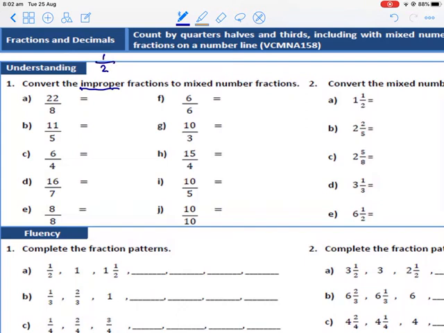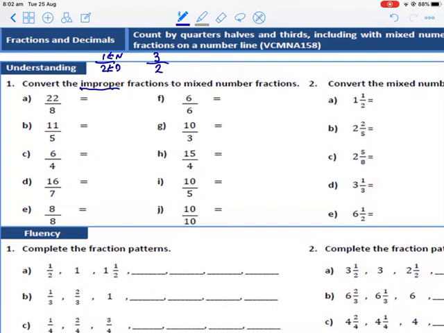proper fraction because the numerator is a smaller number or equal to the denominator. Okay. An improper fraction has a larger number on the numerator. That could be 3/2. If it's 3/2, that's 3/2.